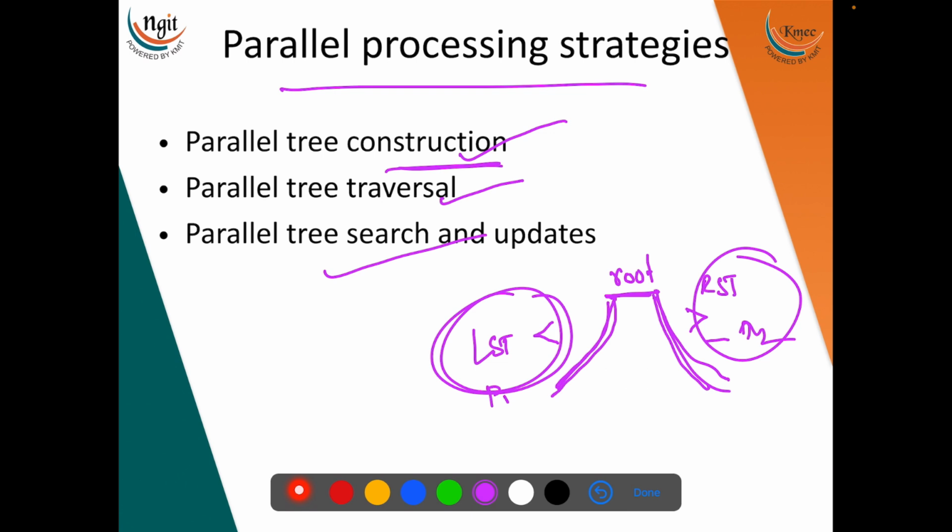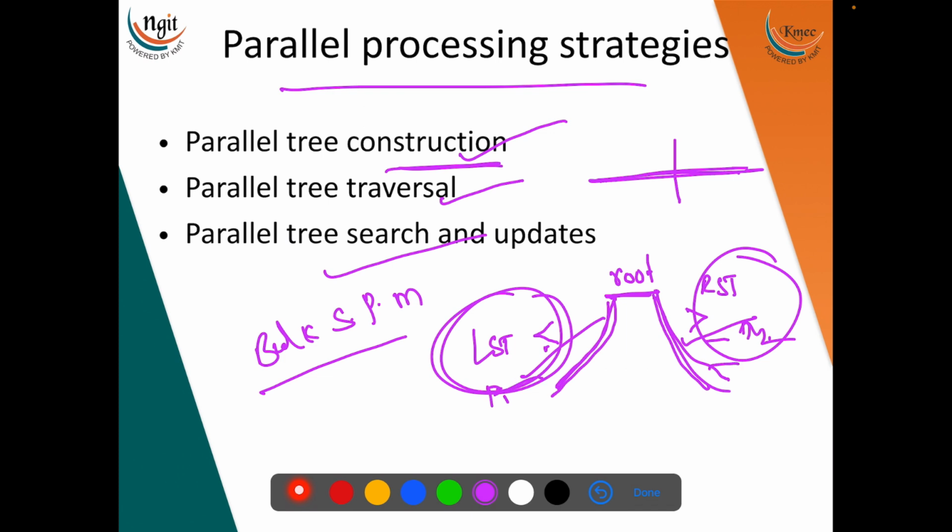Recursive parallel construction means we'll divide the whole data set, or whole collection of elements, into smaller data sets, or smaller collections, and we'll construct these subtrees, left subtree and right subtree. And we have a model here, the bulk synchronous parallel model. This model will help us to partition the data across multiple processes to independently construct parts of the tree and merge the results.